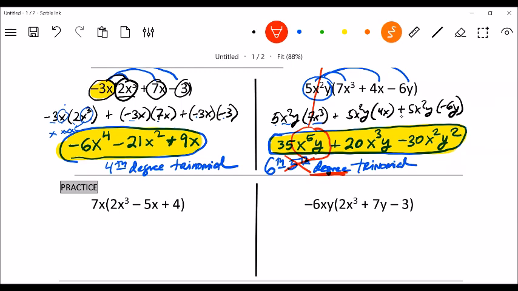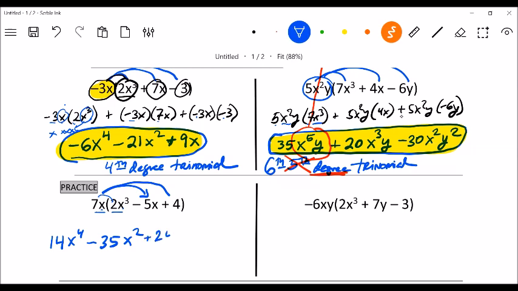All right, welcome back. Let's take a look at doing these. I have 7x times the first one. 7 times 2 is 14. And then x times 3 x's and 1 makes x to the 4th. Now I'm going to do the 7x times that one. So I have negative 35 and 2 x's. And then I'll do it to this one. So I have 28x. And if you got that, you are correct.